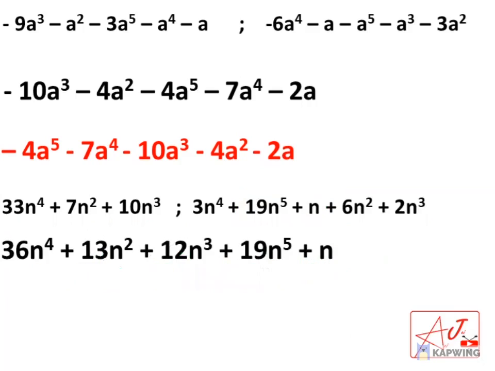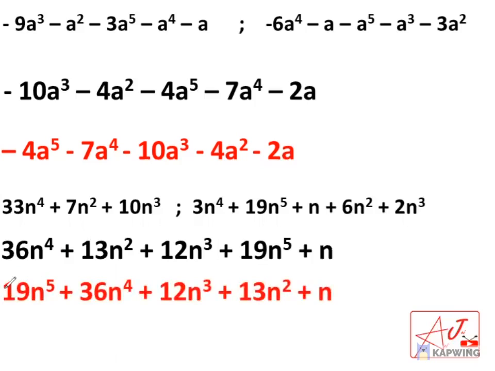Ngayon, i-arrange ulit natin sila mula sa highest degree. In this case, ang highest degree natin ay 19n to the fifth power. Mag-i-start tayo doon, kaya magiging answer natin ay 19n to the fifth. Dahil positive siya, wala pong sign dito sa pinakaunahan dahil nasa pinakaunang term siya kaya hindi natin siya sinusulat. Plus, ang susunod sa 5 ay 4. Ito yun, 36n to the fourth. Walang sign kaya positive yon.